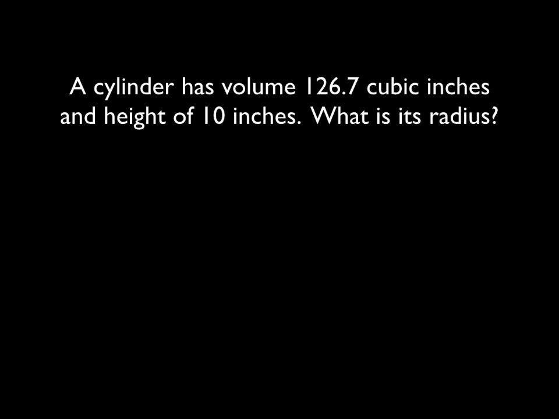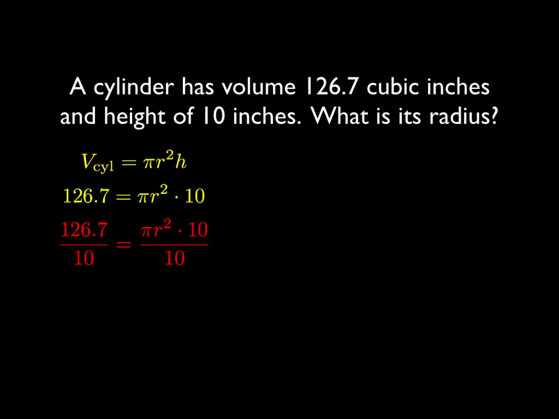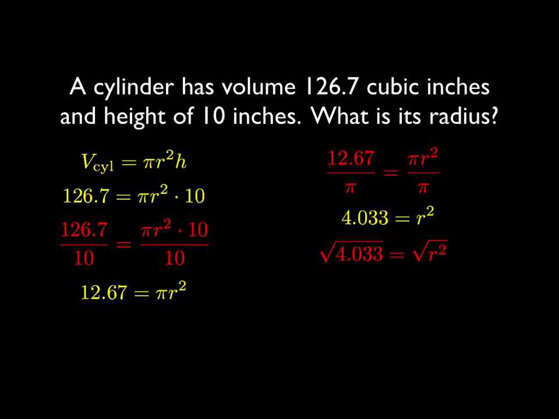Here's a problem with no picture. Well, that's no problem for us. We have a cylinder with a given volume and height, and we want to find its radius. So we know the volume of a cylinder is pi r squared times height. We'll sub in the information we know, divide both sides by 10, then we can divide both sides by pi, and then finally to undo the square, we square root, and we get about 2 inches for a radius.